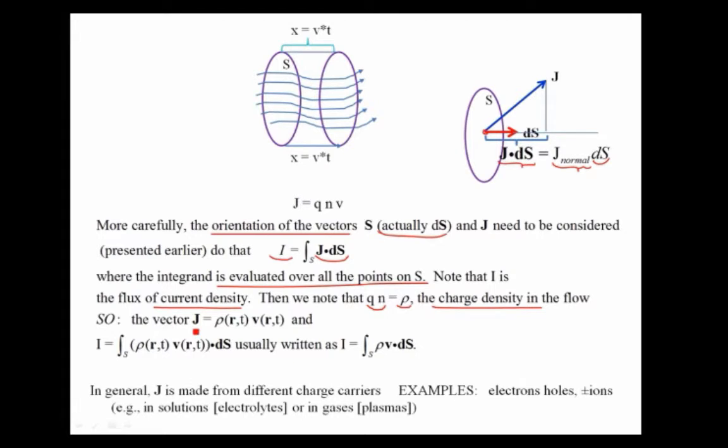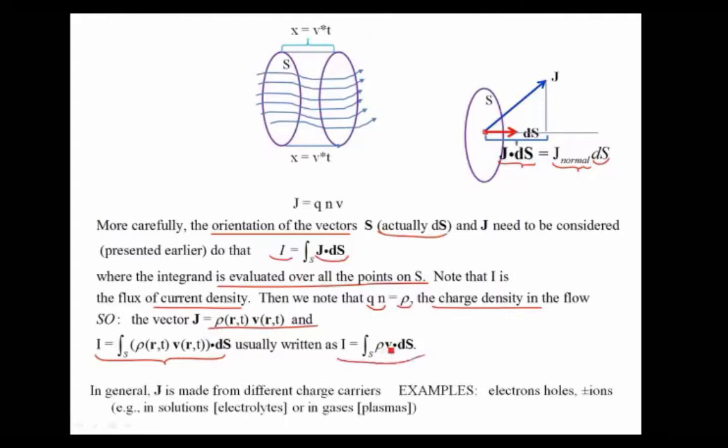We can write then that the vector J in all its glory is the current density, which depends on position and could depend on time, and the velocity of the charge at a given position and a given time. So rewriting the whole expression here then, this is equal to this expression here. All we've done is put in all the variables. And like I say, normally we just write it like this. So rho times V dotted into dS, so you'll notice that v dot dS is what determines the magnitude of this integrand.